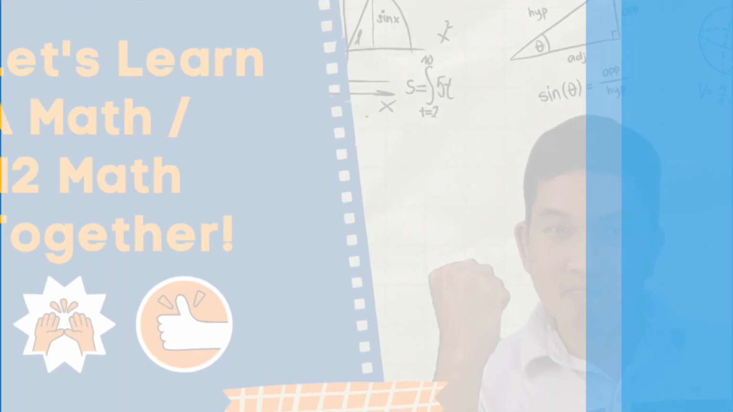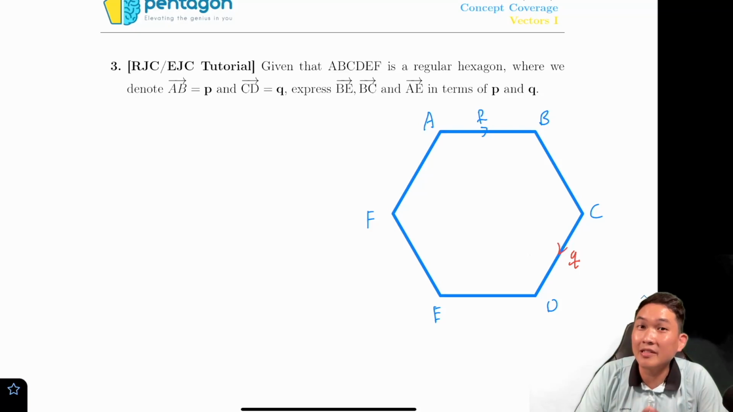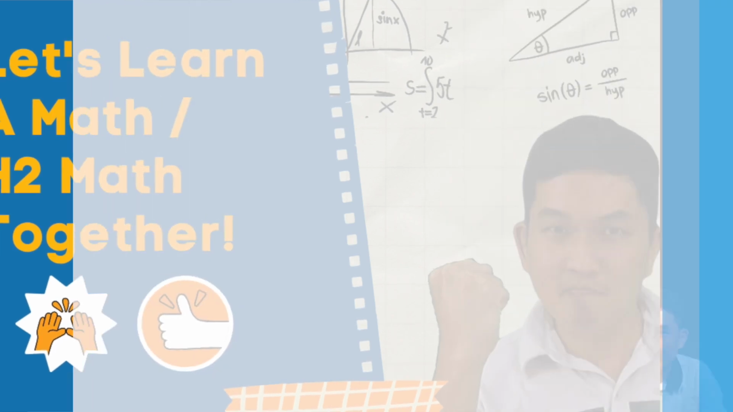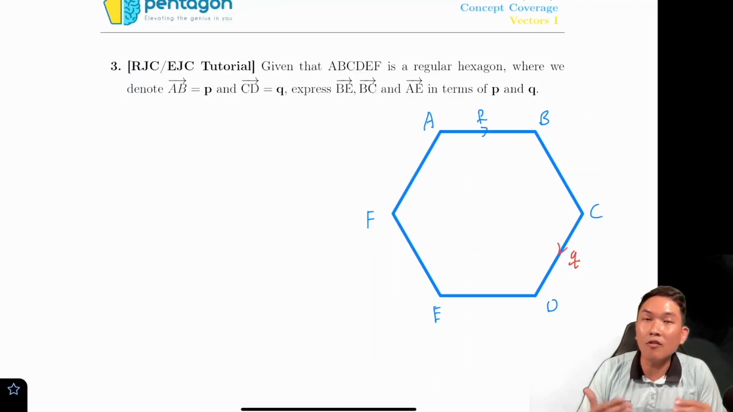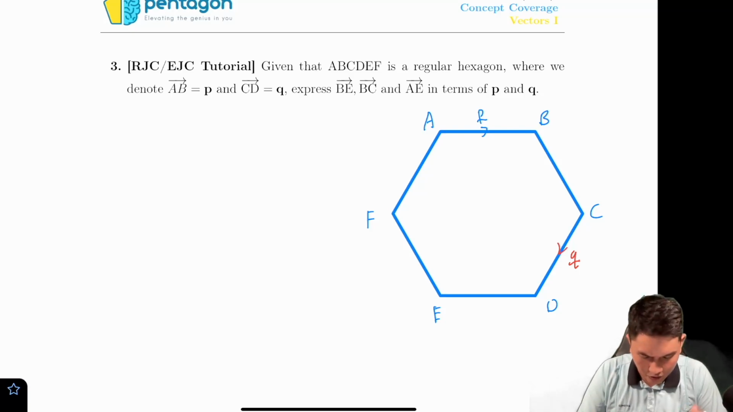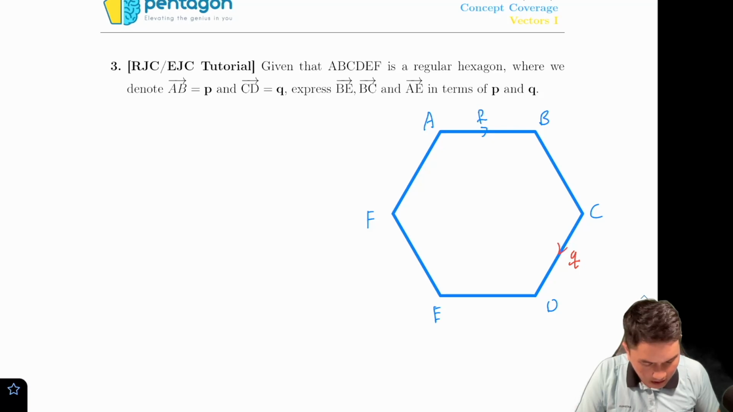Welcome back. I hope you have attempted this question. General tip for vectors question is to sketch whenever possible. In fact, I would say it's a tip for all of mathematics. If you can get away with a sketch, exploit it. Use it as much as you can. Regular hexagon means that all sides of the 6-sided shape have the same length. So AB can be represented by the vector P. CD can be represented by the vector Q.